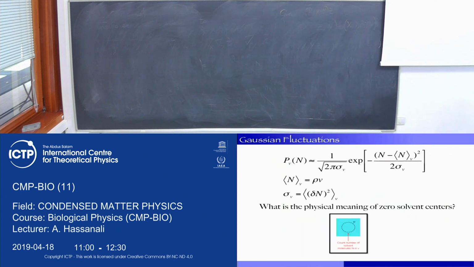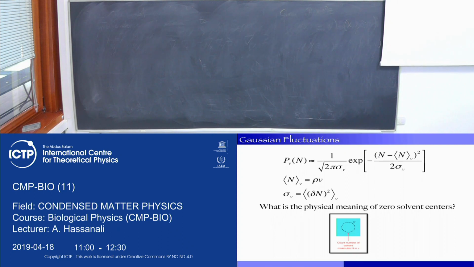Okay. So if the statistics of the number density are Gaussian, then the probability of finding n particles can be written in this form. The average n here is basically related to the density, so the mean density, the density of my liquid times the molar volume. And the sigma v here is related to the fluctuations in the number density. This, of course, is related to the compressibility.